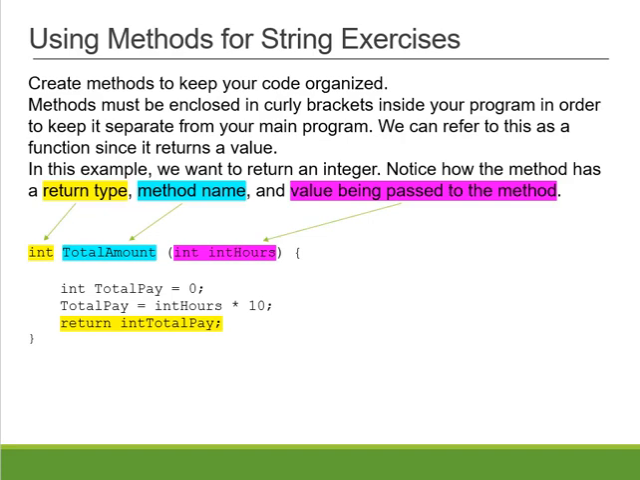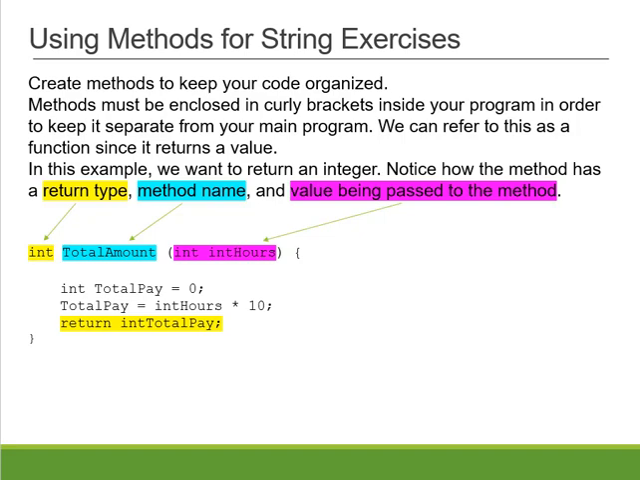Methods are used to keep your code organized. You must enclose methods inside your program in curly brackets, and we do this to keep the methods separate from our main method. Methods that return a value have a return type, obviously a method name, and if required, a value being passed into the method, and you can see this on the screen with the color coding I have here.